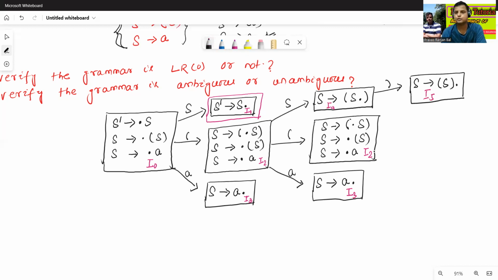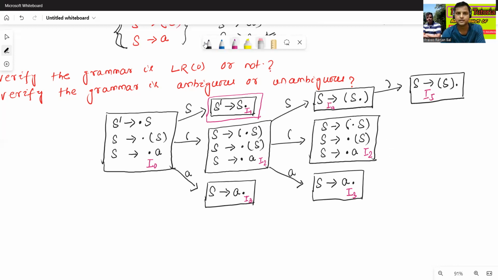Remember, here the I2 state is repeated, so no need to explore. Here the I3 state is repeated, so no need to explore. Here the I5 state is completed, so no need to explore further in the DFA diagram. So stop here. Okay, so the DFA diagram is complete.